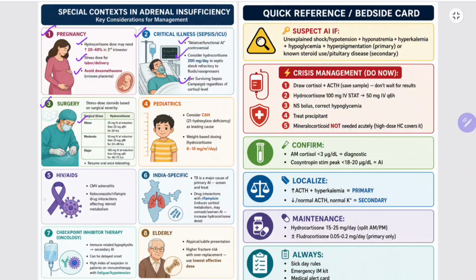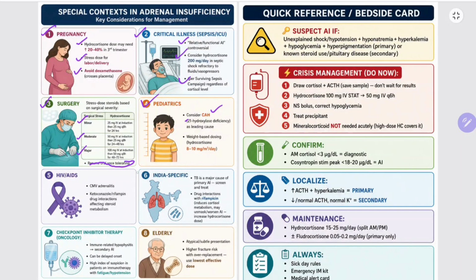In surgery, give stress dose steroids based on surgical severity. Minor surgery: 25 to 50 mg every 8 hourly, given for 24 hours. Moderate surgery: 50 mg at induction and then 25 mg every 8 hourly. Major surgery: 100 mg at induction and 50 mg every 8 hourly for 3 days. Resume oral once tolerating.